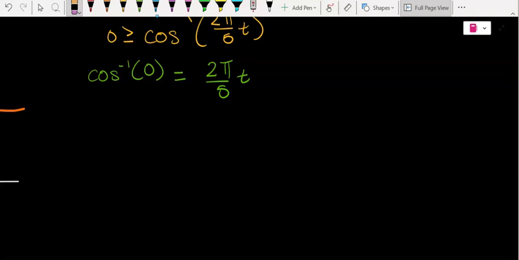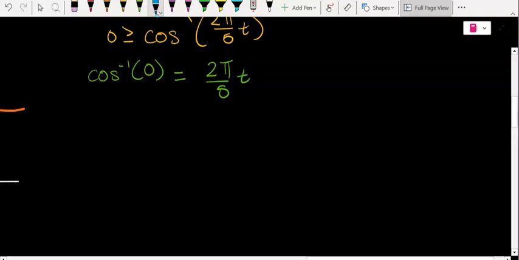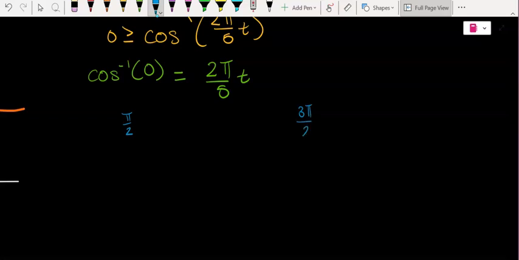So right here, where is cosine equal to 0? Well, it's equal to 0 at pi over 2. It's also equal to 0 at 3 pi over 2. So I'm going to go ahead and set that up. So I've got 2 pi over 5t, and then that's on both sides.